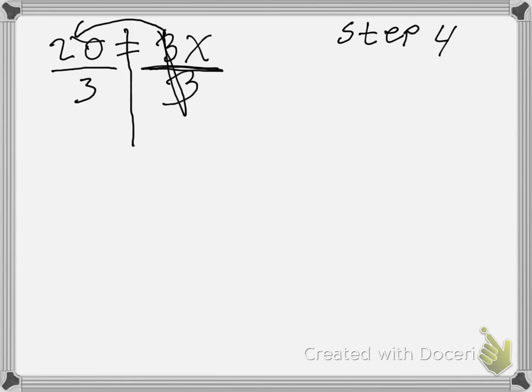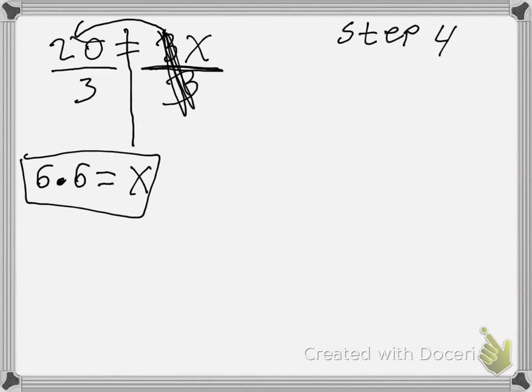What's 20 divided by 3? Looking it up on the calculator. Okay, 20 divided by 3 is going to be 6.6666, so you can just say 6.6. And is x by itself? It sure is. The 3 is no longer next to it. And x is 6.6.